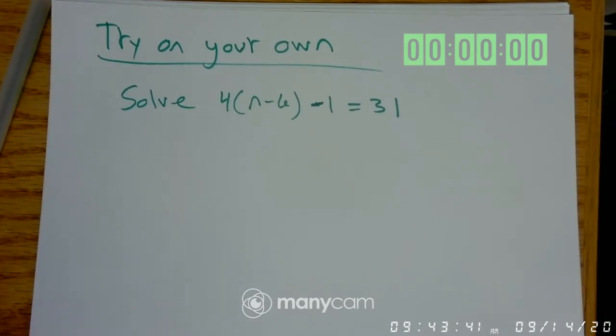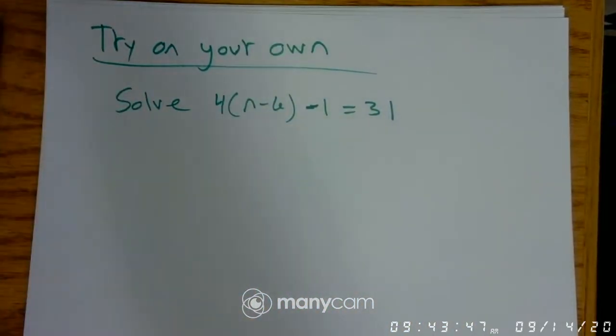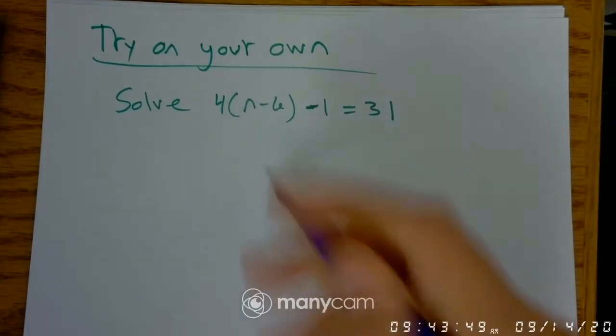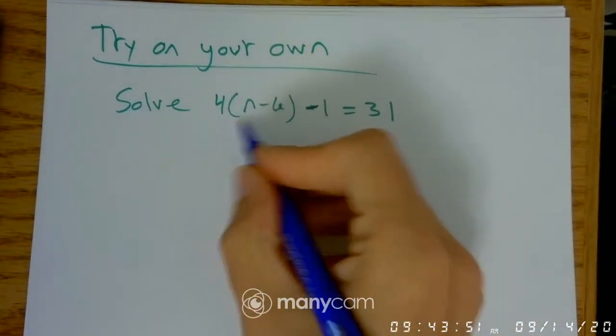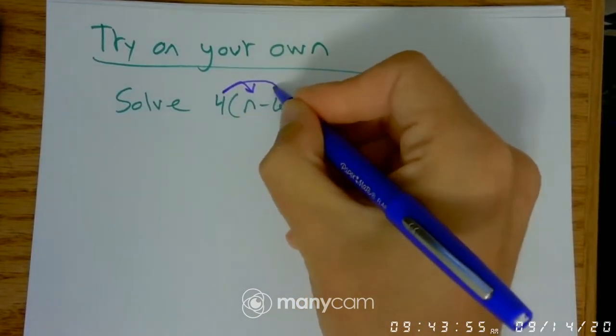Hey, the timer's up. I have people sending me some stuff on there, but let's just go over it. We don't have a ton of time left, so I'm just going to get started. The first thing I see is a number outside some parentheses, so I'm going to distribute.